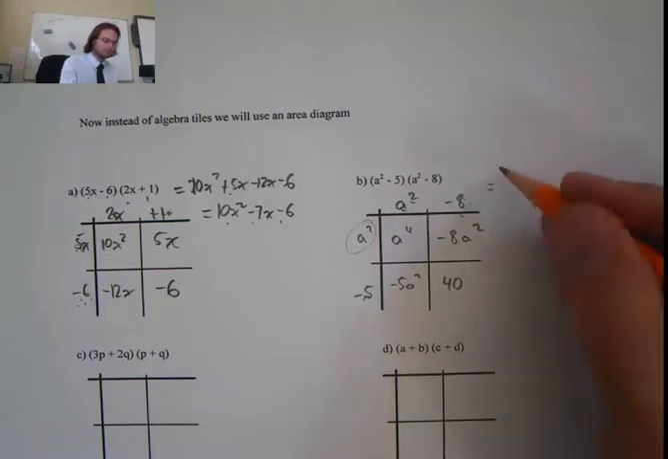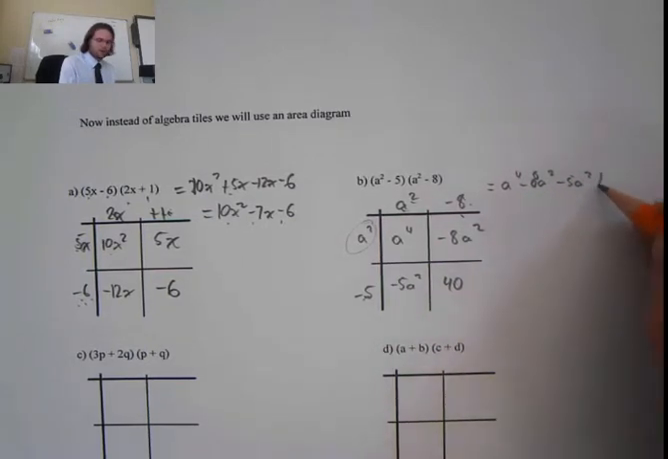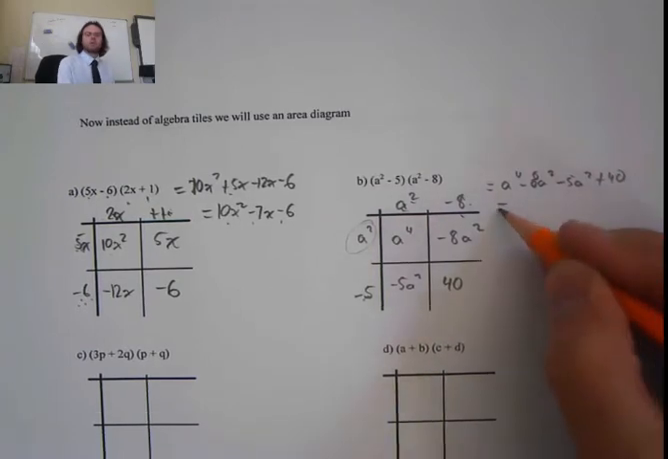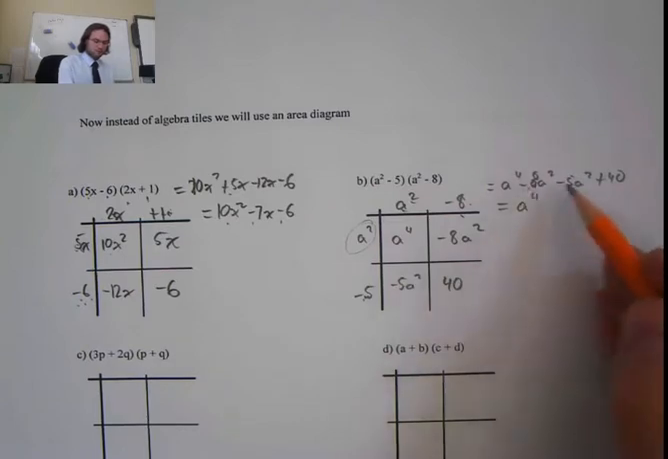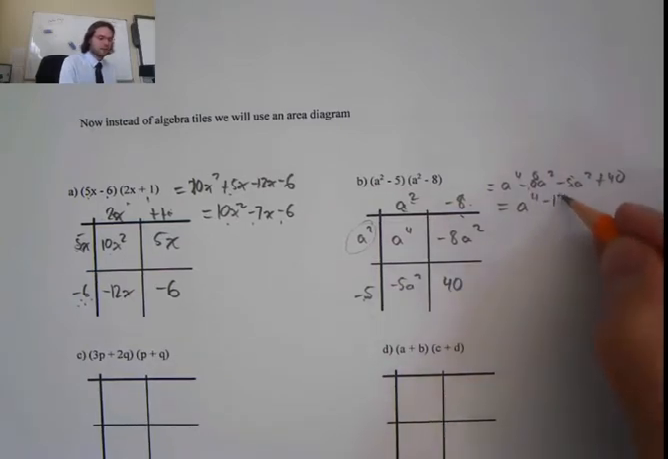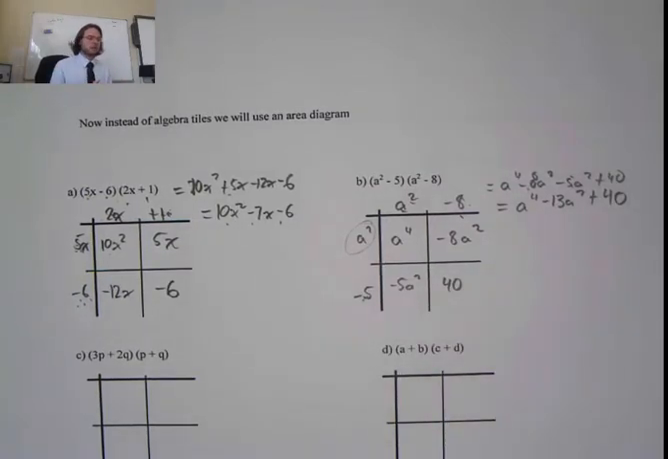It's going to give me a to the power 4 minus 8a squared minus 5a squared plus 40. Okay? What's this going to give me? I have a to the power 4 minus 13a squared plus 40. And that's it. That's as combined as it could be.